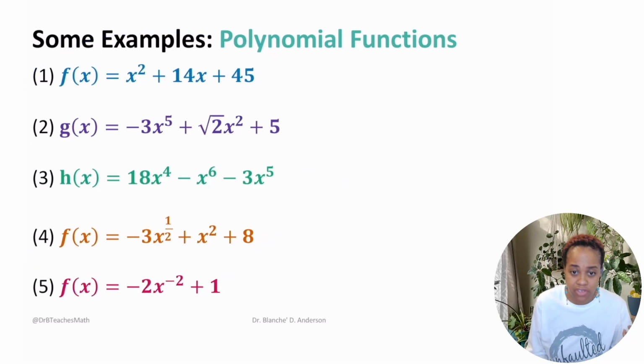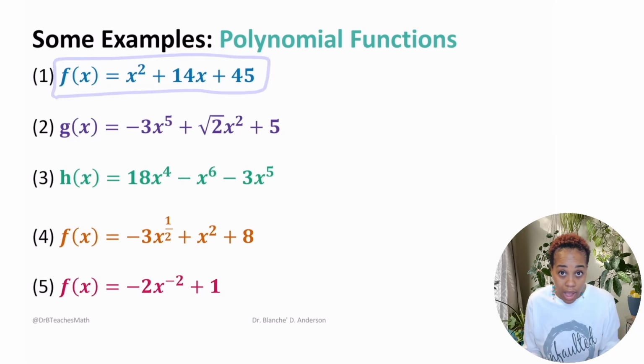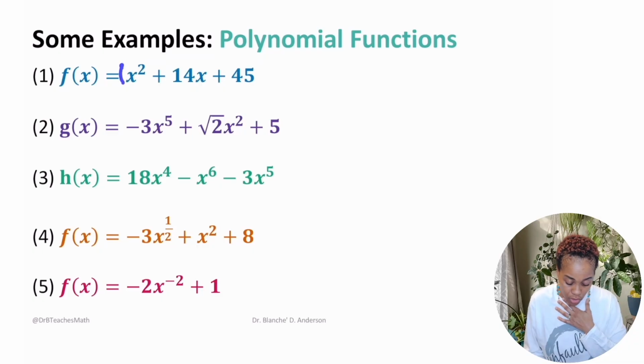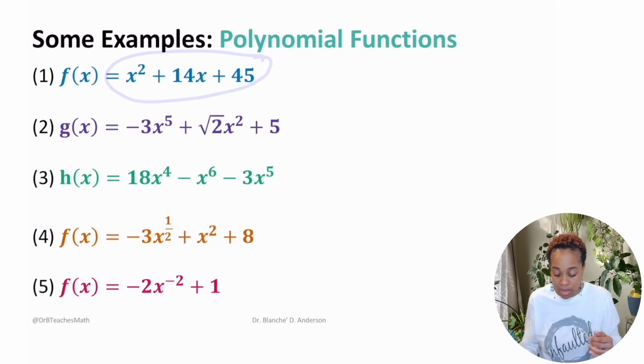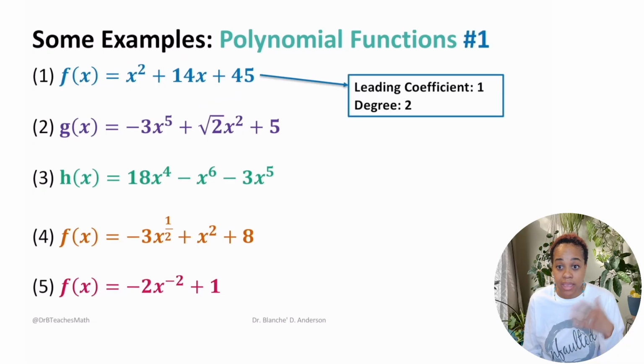So x squared plus 14x plus 45. This is a polynomial function. Why? Because each coefficient that's attached to the variable is a real number, and the exponents on the variables are non-negative. Okay, you don't have any fractional, you don't have like 1/2 or anything like that up there. So this makes it a polynomial function, okay? It has a leading coefficient of 1. Now remember, you don't write the 1. It's understood 1, and anything higher than 1, you write.